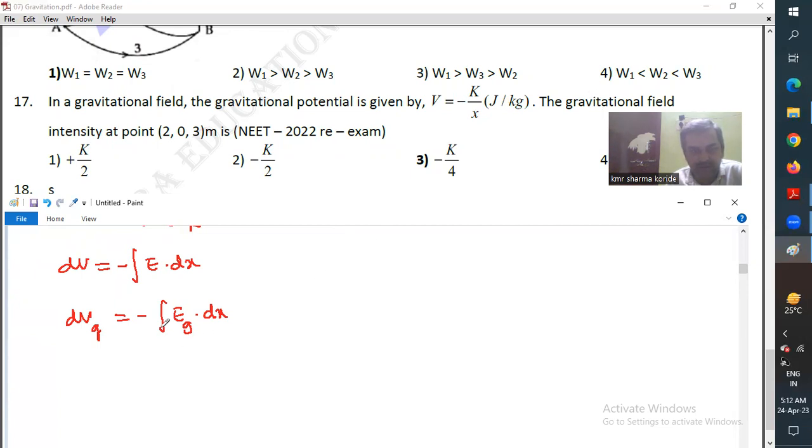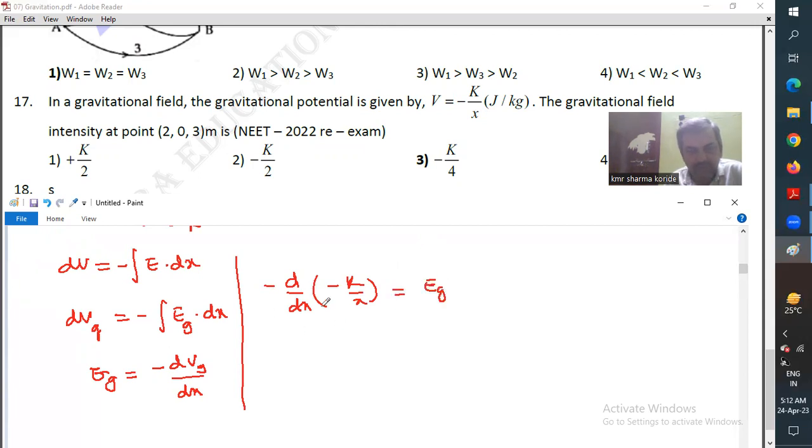So the question is about gravitational field intensity. We can also write gravitational field intensity as the potential gradient, minus dVg by dx. So therefore, minus d by dx. The quantity which is given is minus k by x, equal to the gravitational field intensity. Therefore, minus minus becomes plus. Let us write k outside: d by dx of x to the power of minus 1 is equal to the gravitational field intensity. Now this is going to be minus 1.